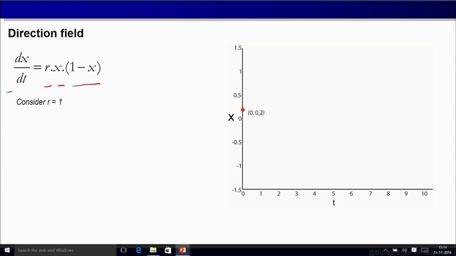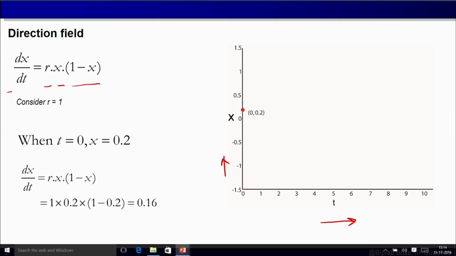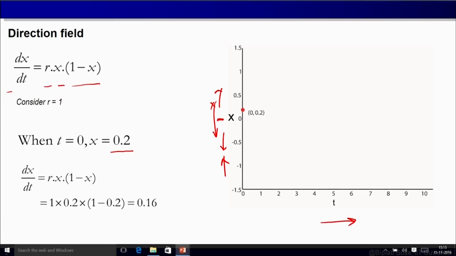The first thing I do, I plot time t in the horizontal axis and x in the vertical axis. So let us take a time point, for example t equal to 0, and at that time let us consider x is equal to 0.2. Notice one thing in my plotting region. Although x can never be negative, I have also shown negative values of x in this vertical axis. So 0 is here, positive values are in this direction, negative values are in this direction. I have drawn this so that when I draw the direction field, some interesting phenomena we can see here.